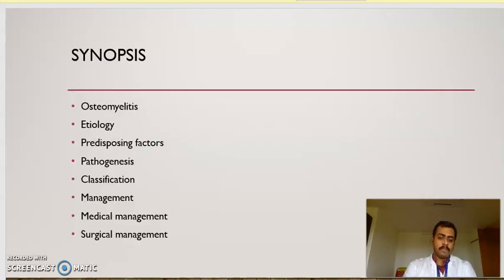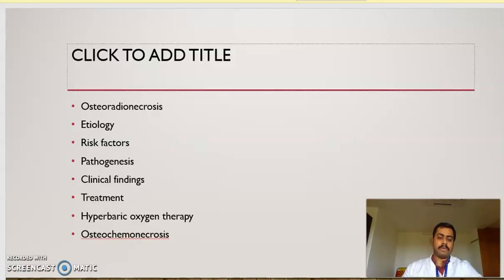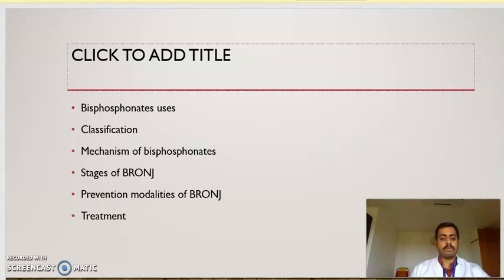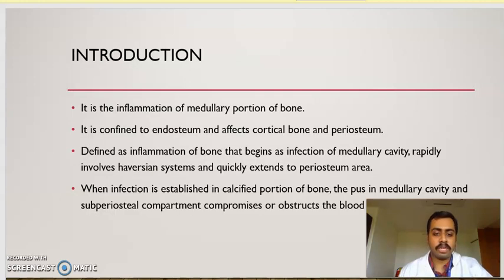Osteomyelitis: etiology, predisposing factors, pathogenesis, classification, management, which is further classified as medical management and surgical management. Then comes osteoradionecrosis: its etiology, risk factors, pathogenesis, clinical findings, and its treatment, followed by hyperbaric oxygen therapy. Osteochemonecrosis, followed by bisphosphonate uses, classification, mechanism of bisphosphonates, stages of BRONJ, prevention modalities of BRONJ, and its treatment. Now we go into the introduction.